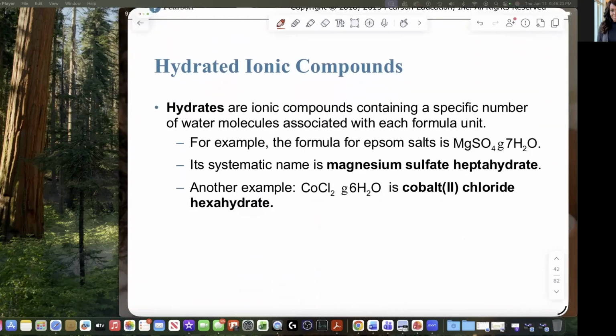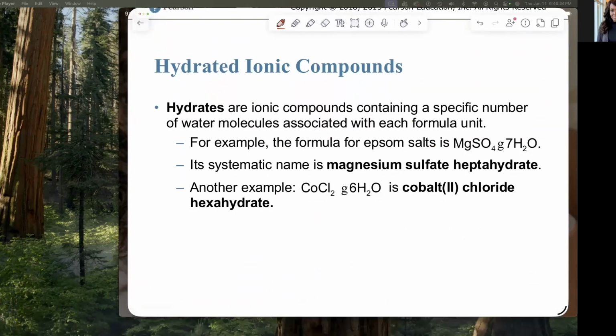And then the next part I want to talk about. So I'm going to be stopping at the part that has to do with atomic mass, right? Okay. Hydrated ionic compounds. Most compounds, when you get them, they're usually in hydrated form. Not all. If you specifically want the anhydrous, you have to specify.